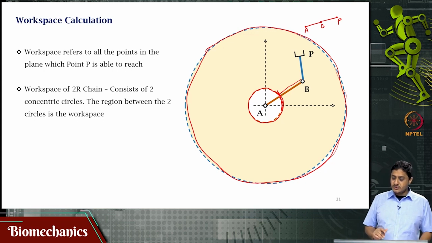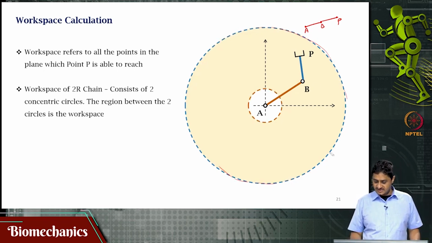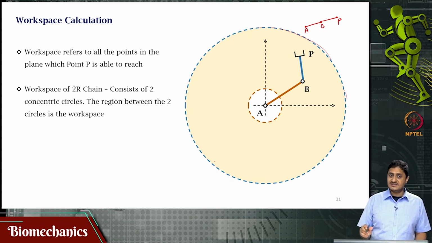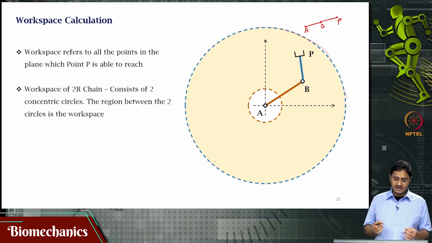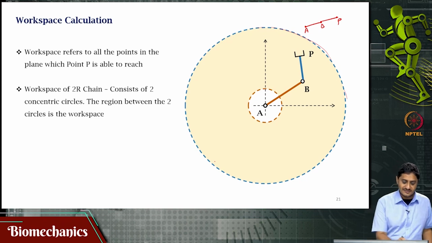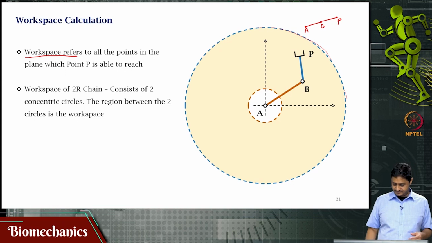So, the area that is shaded in yellow in this case is the set of all points to which this end effector P can move to. This set of all points to which this end effector P can move to is called the workspace of this kinematic chain.